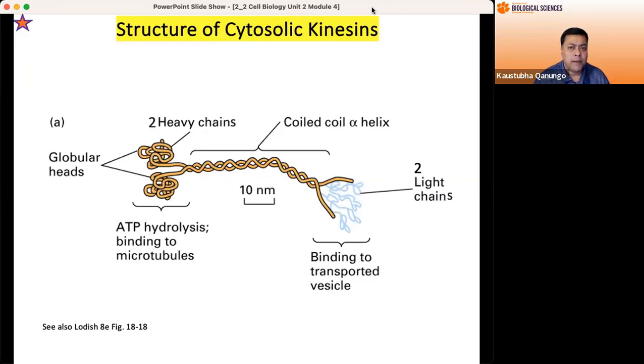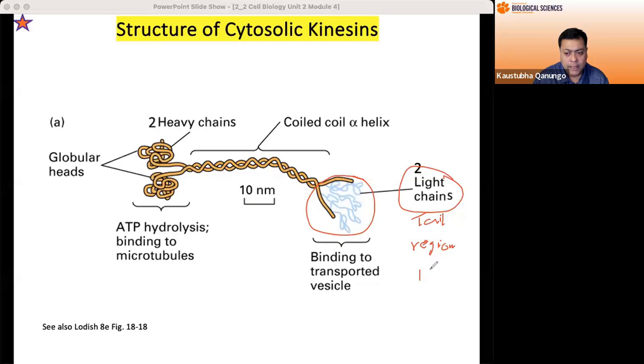The only difference, just remember, is that there is usually a question here. You have a light chain, tail region. Very specific question: tail region in kinesin. Remember that. This is in the tail region in the kinesin. These are essentially important with that.